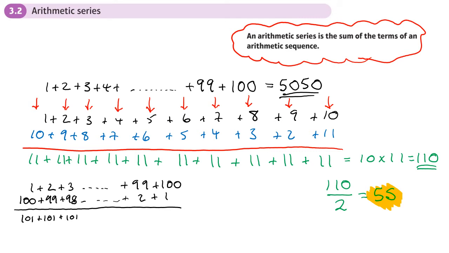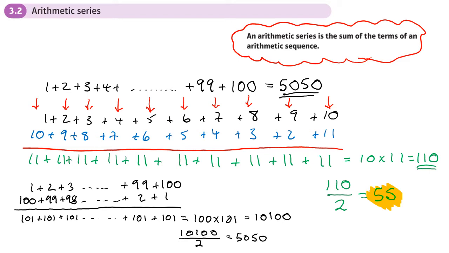Now I don't need to write them all out because I know that I'm going to have 100 101s. So 100 times 101 will give me 10,100. Divide that by 2 because I've got two lists going from 1 to 100, and I get 5,050. Now look how quick that is.